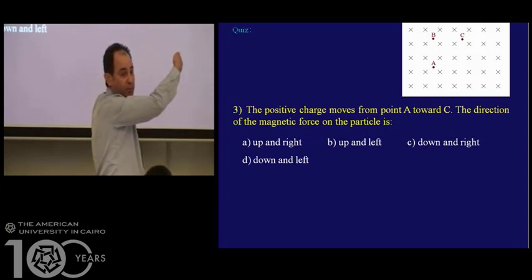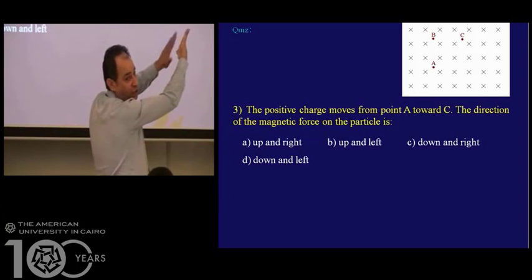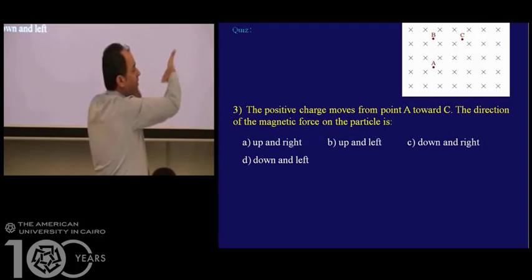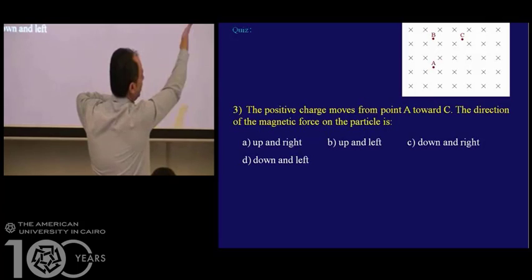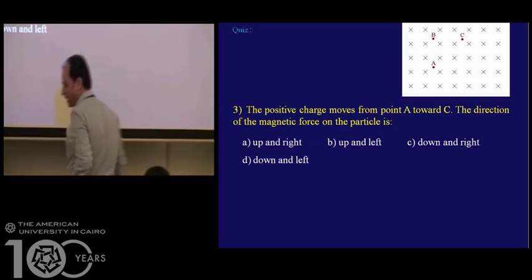It moves from A to C. This is the direction of the motion. Now, my fingers point in the direction of the magnetic field. The thumb points in the direction of the motion. This should be the direction of the force. So the direction of the force is up and left.